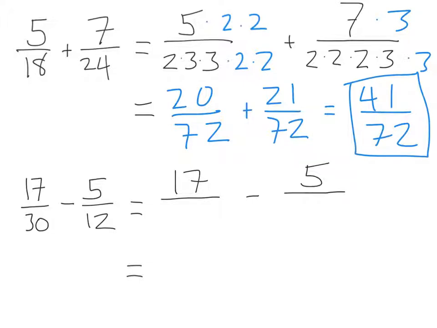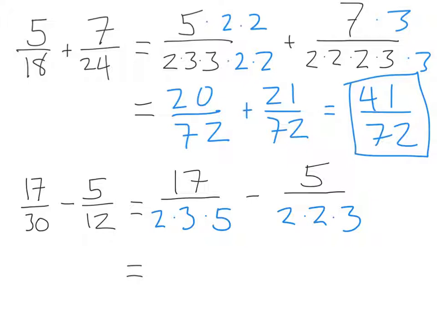Right, let's take the same thing down here on this next example. We don't have common denominators, so we're going to start by factoring them. 30 is 5 times 6, and 6 is 2 times 3, so 30 should be 2 times 3 times 5, right, 6 times 5 basically. And 12 is 6 times 2, and 6 is 2 times 3, so 12 is 2 times 2 times 3. That's the prime factorization.